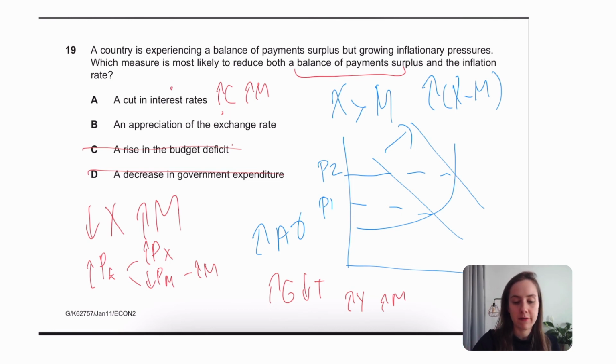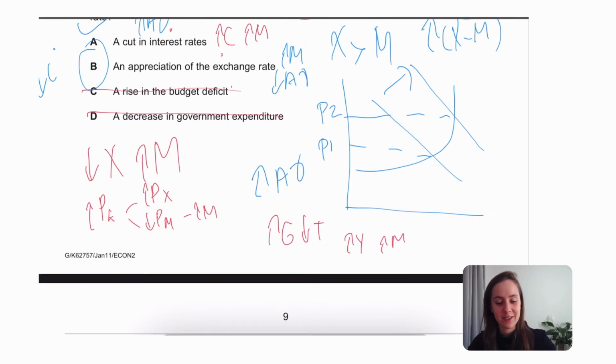So I'm going to use the inflation rate. We want to reduce inflation. So a cut in interest rates does the opposite. If you cut interest rates, you will increase AD, so that should make inflation worse. And if you appreciate the exchange rate, that should just increase M and pull down AD. So that's the answer. That's another tricky question.